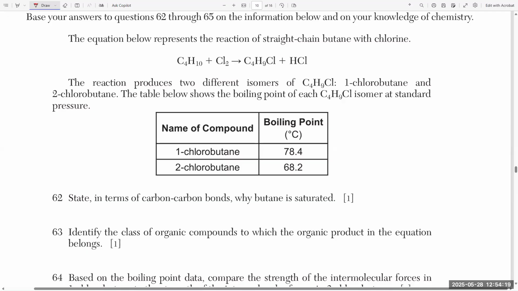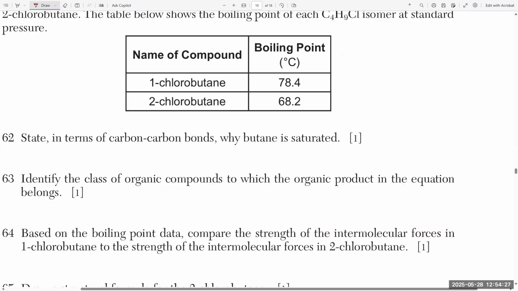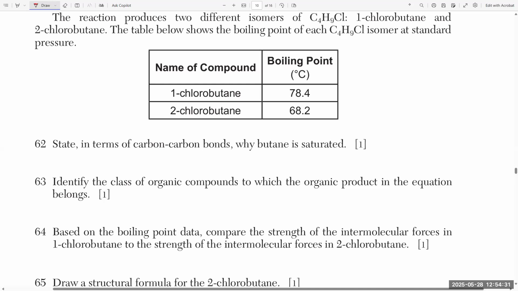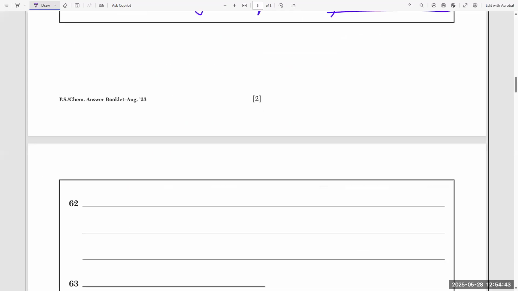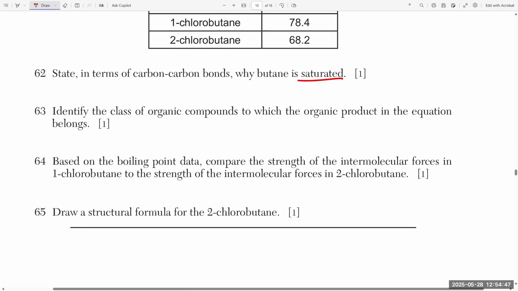1-chlorobutane and 2-chlorobutane. The table below shows the boiling point of each isomer at standard pressure. Number 62, state in terms of carbon-to-carbon bonds why butane is saturated, right? Now, if you're in my period 1 class, we covered this already, right? Definition of saturated is what? It means that it's all carbon-to-carbon single bonds, right? So, state in terms of carbon-carbon bonds why butane is saturated.